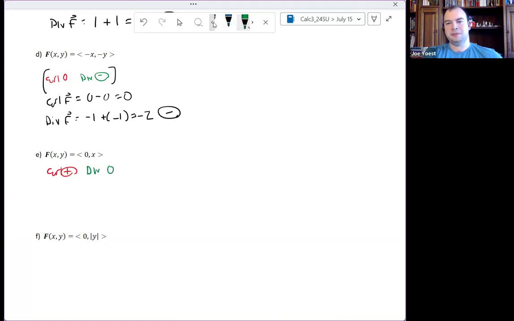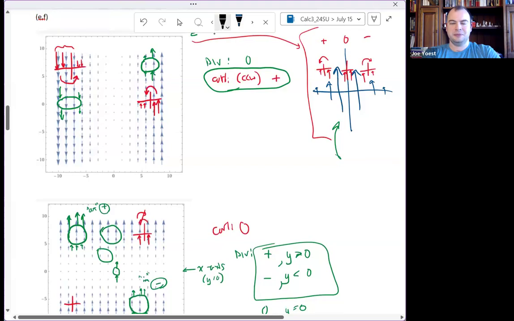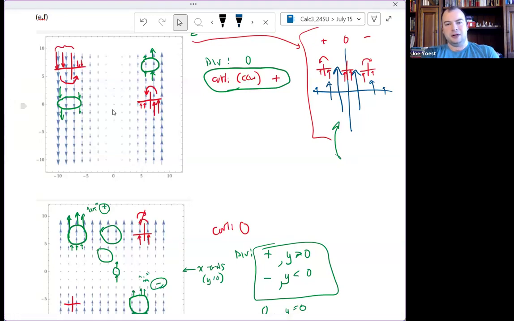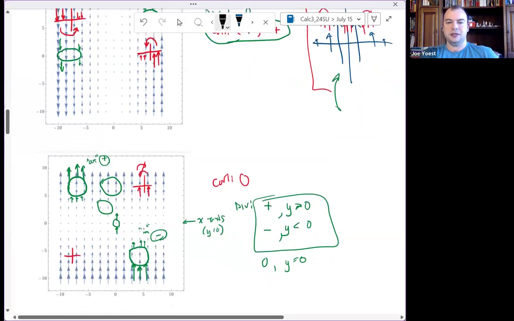That's my prediction. And this was the field 0, x. So the x component of the vector is always 0. Our vector never points to the right or left at all. And the y component is just x. So when x is more positive, we point further up, and when it's more negative, we point further down. So that was the field E.